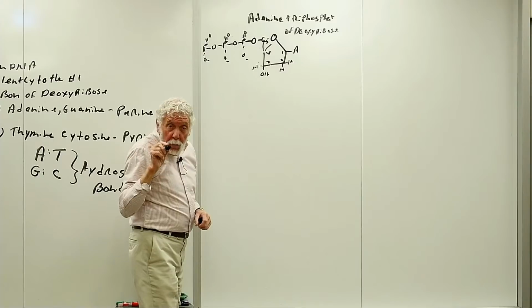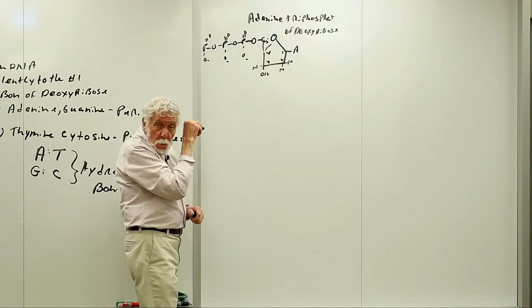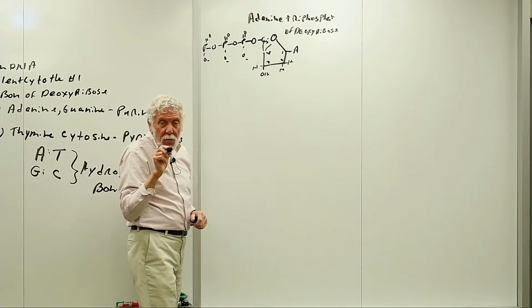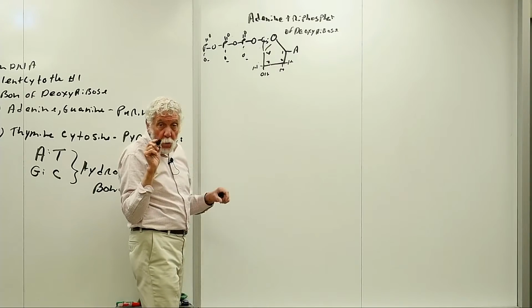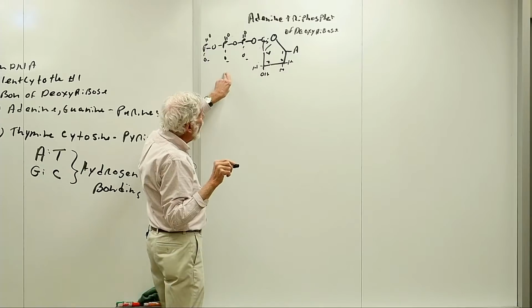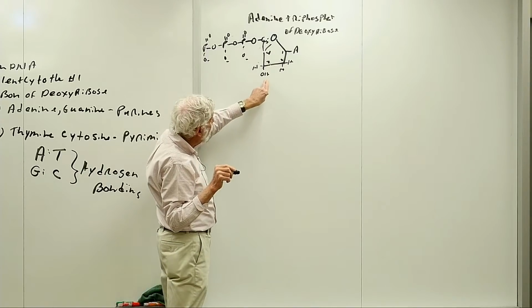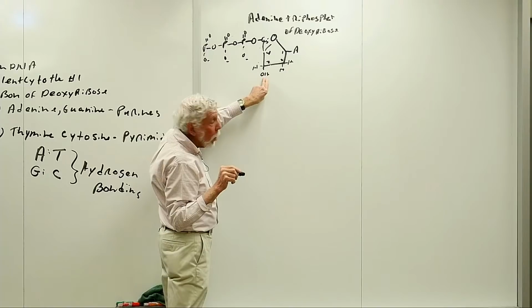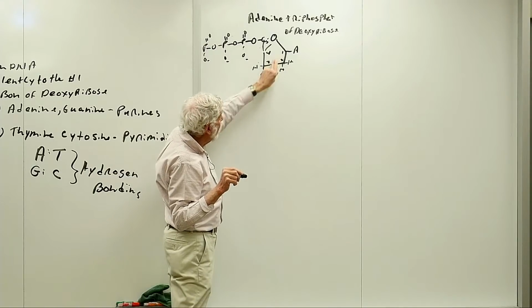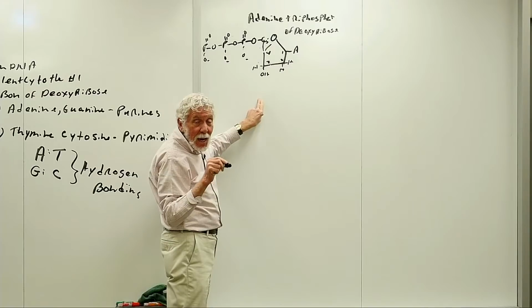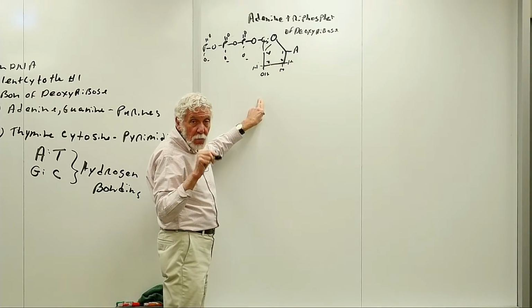Now, what I'm going to do is redraw this and put another base in it. We could put any base, basically. The base is not important. What we're thinking about now is what's going on out here, between the number 3 carbon of this deoxyribose and the number 5 carbon of the next adjacent deoxyribose.